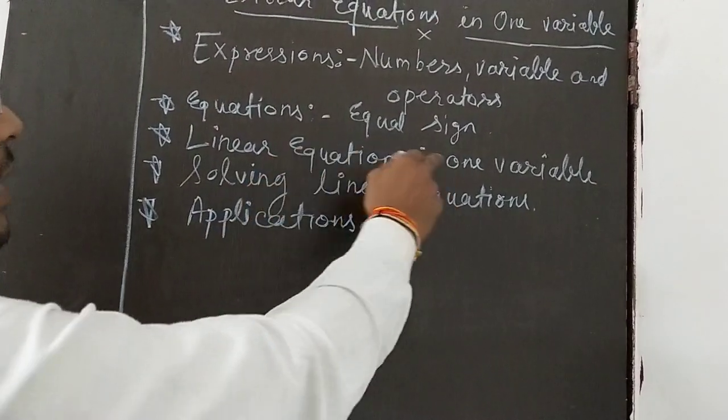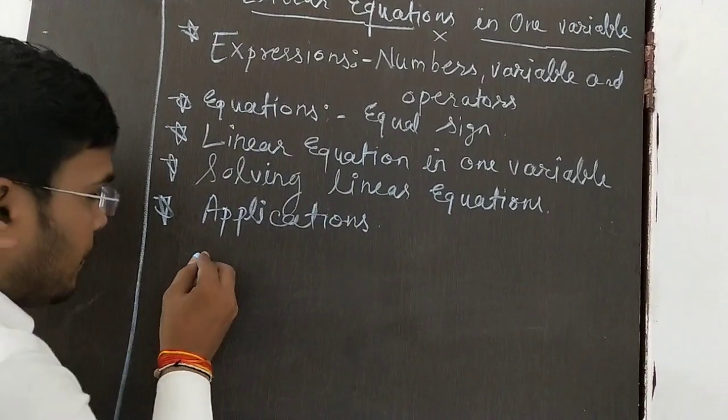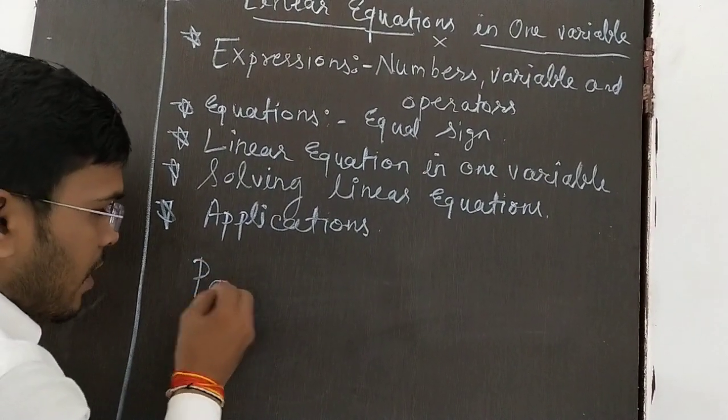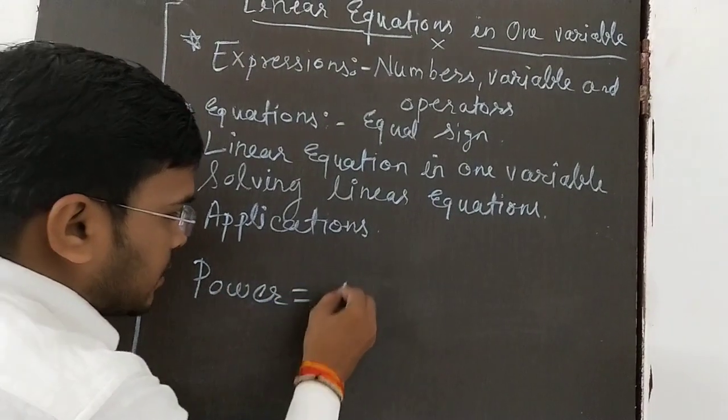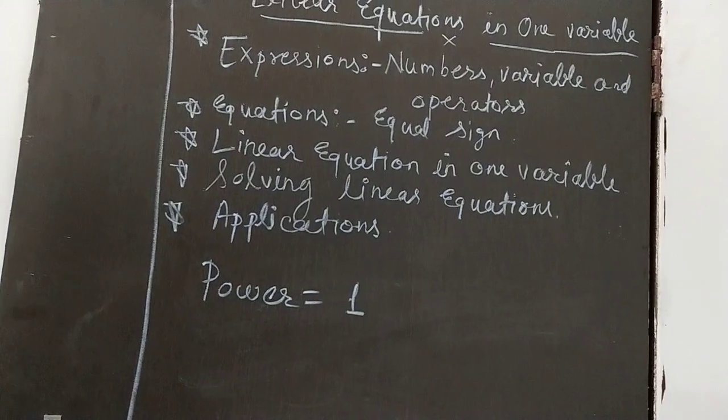Now linear equation in one variable. This is also a chapter name. Okay. First we have to see their power. Power must be 1. Power must be 1. Any equation whose power is 1 is a linear equation in one variable.